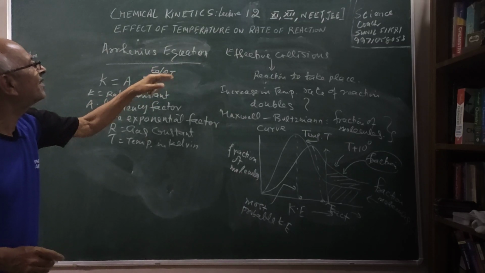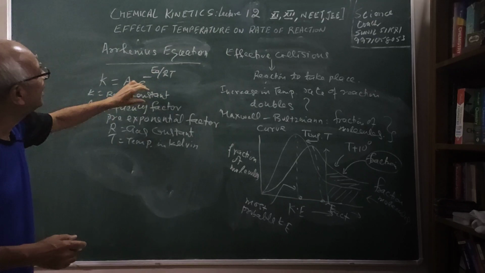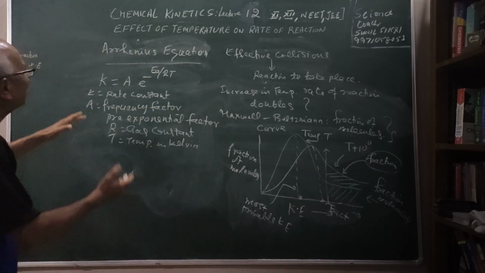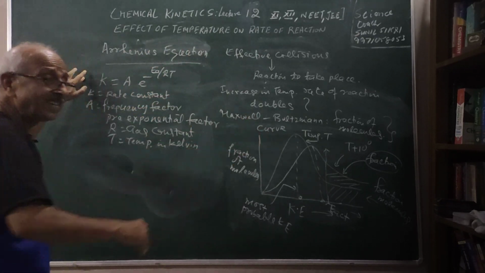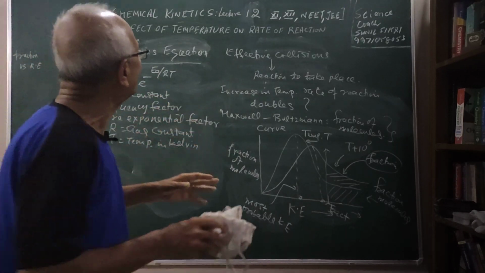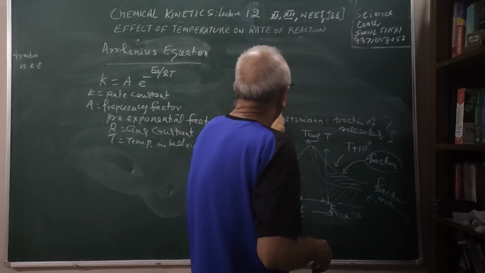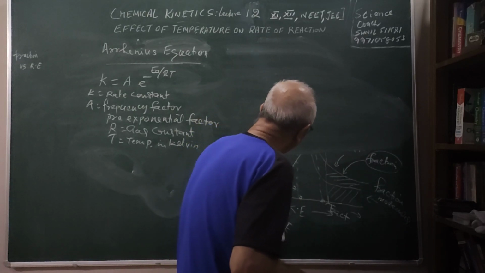So as the temperature increases, the e to the minus value will decrease and the e to the plus value will increase. Therefore, the rate constant will increase with increase in temperature by a factor of e to the minus EA by RT. So EA is my activation energy and T is the temperature in Kelvin.